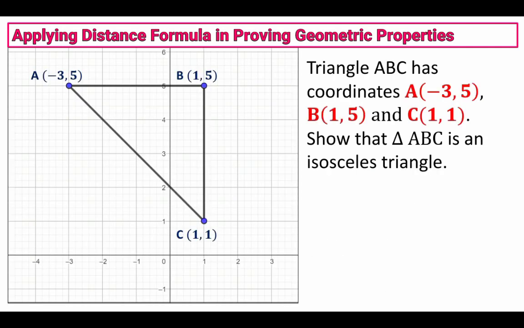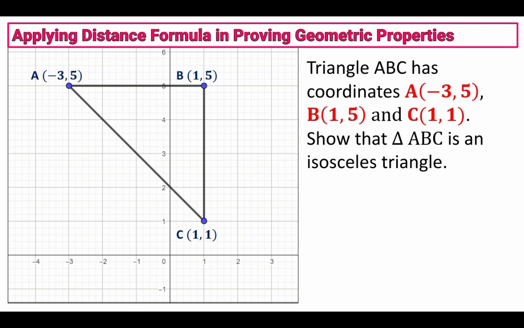Now, let's have this first problem. Triangle ABC has coordinates A negative 3, 5, B 1, 5, and C 1, 1. Show the triangle ABC is an isosceles triangle. To prove the triangle ABC is an isosceles triangle, you have to show that two sides or exactly two sides of this triangle are congruent.